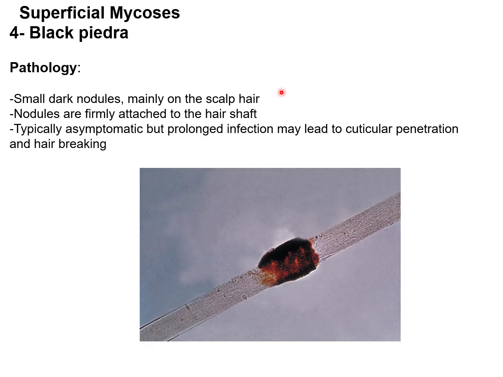But similar to the white piedra, the disease is asymptomatic, and so people might ignore it. If the infection is left uncontrolled, then eventually it might lead to penetration of the hair cuticle, and so the hair would break. This is what a nodule looks like on the hair.